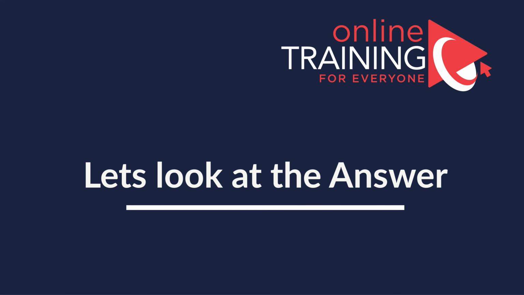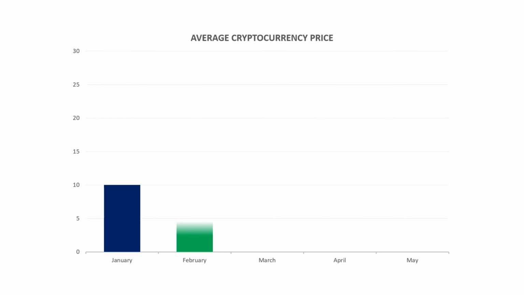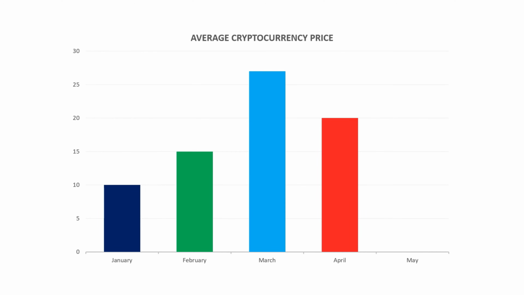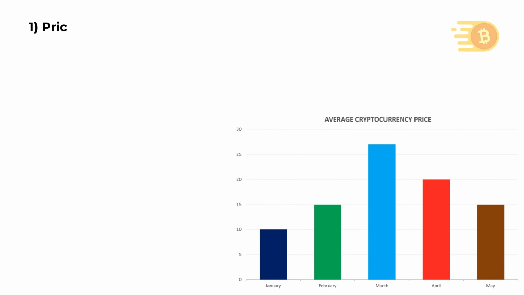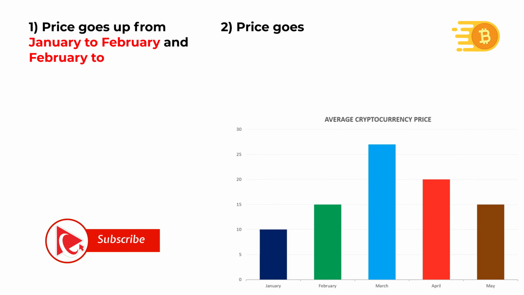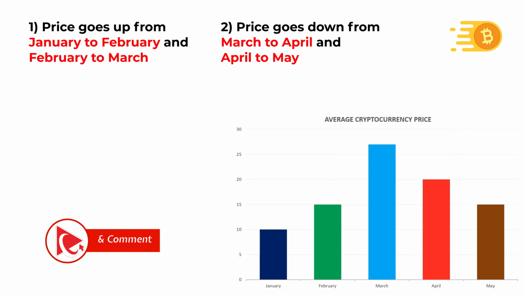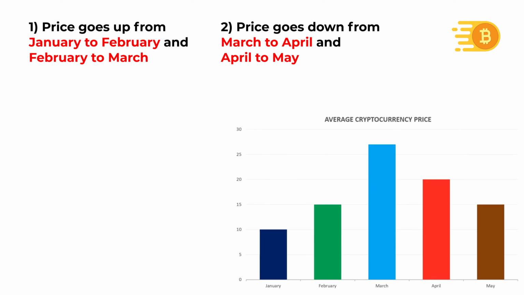In this challenge, we need to analyze the chart first. And there are only 2 consecutive months with the price increases. Price goes up from January to February, and then from February to March. And price goes down from March to April, and price goes down from April to May as well. So let's look at 2 months with price increases closely. Between January and February, price went up from $10 to $15.